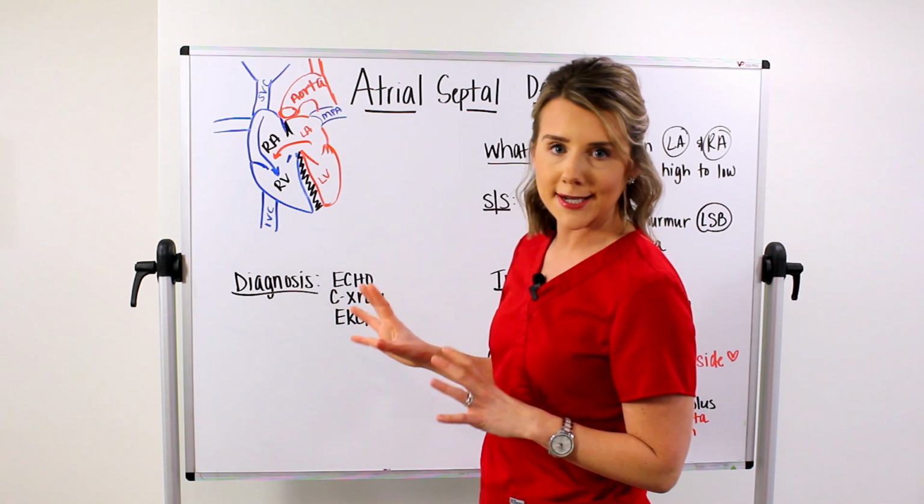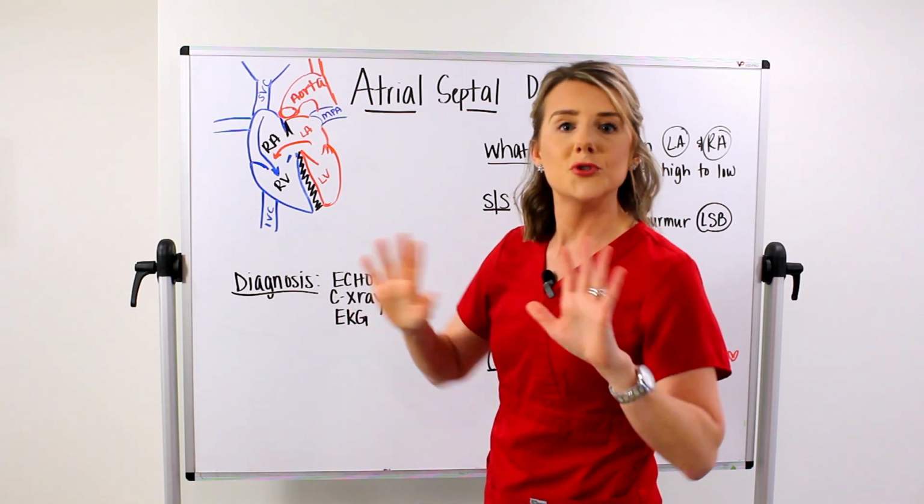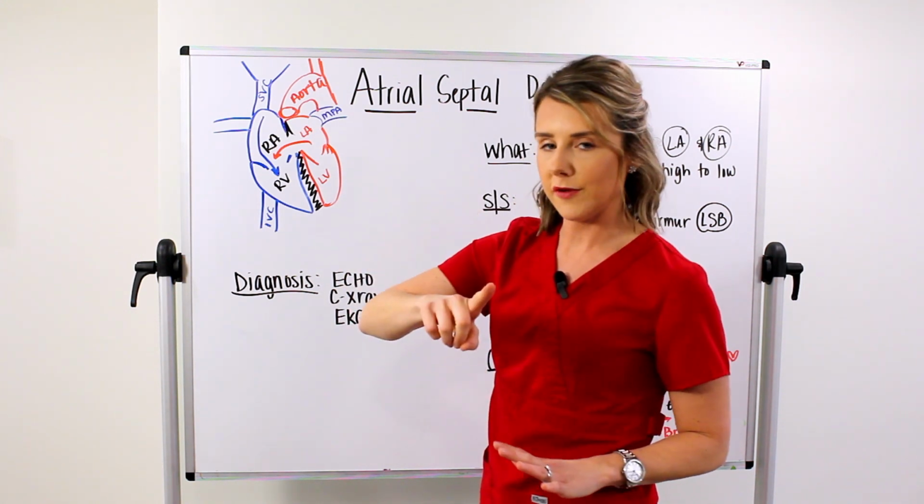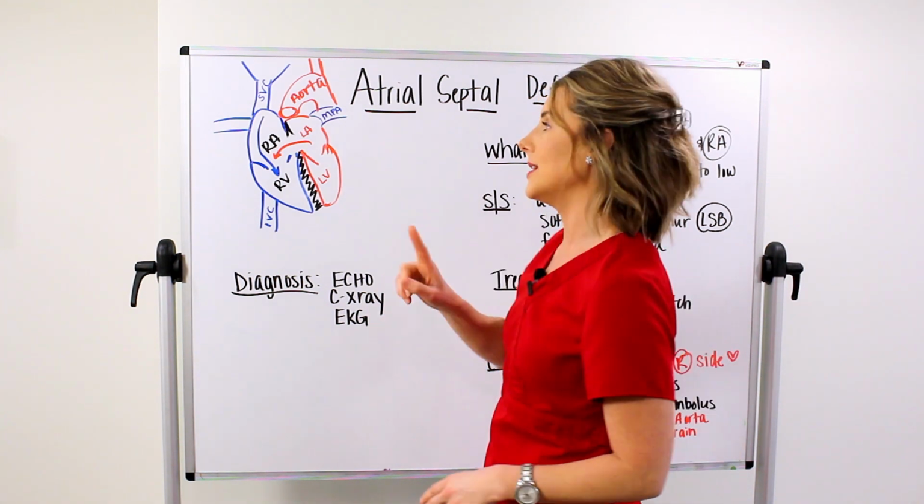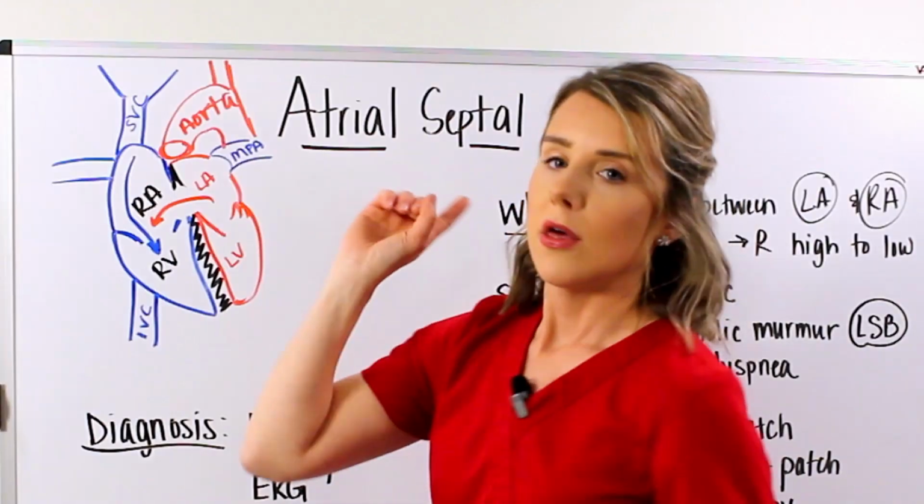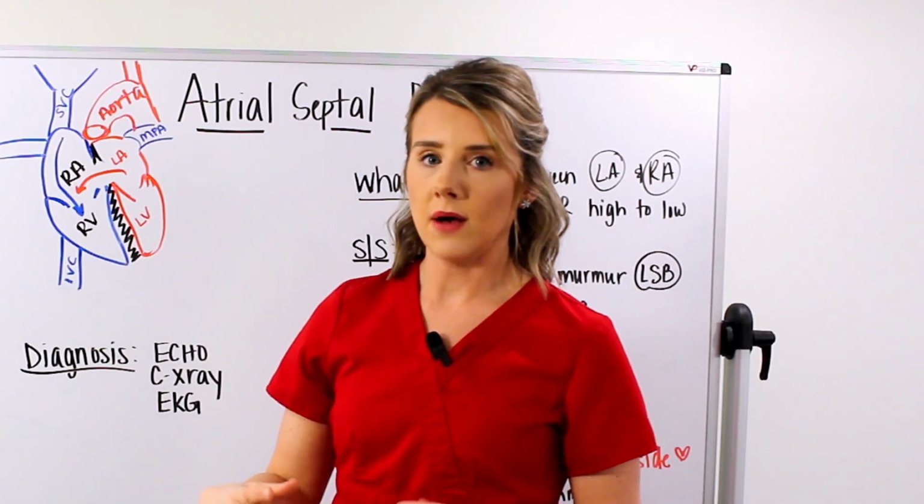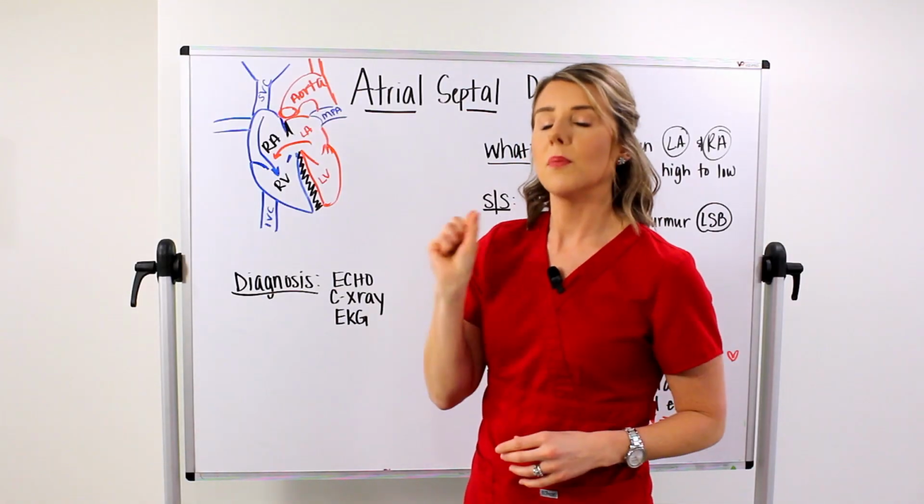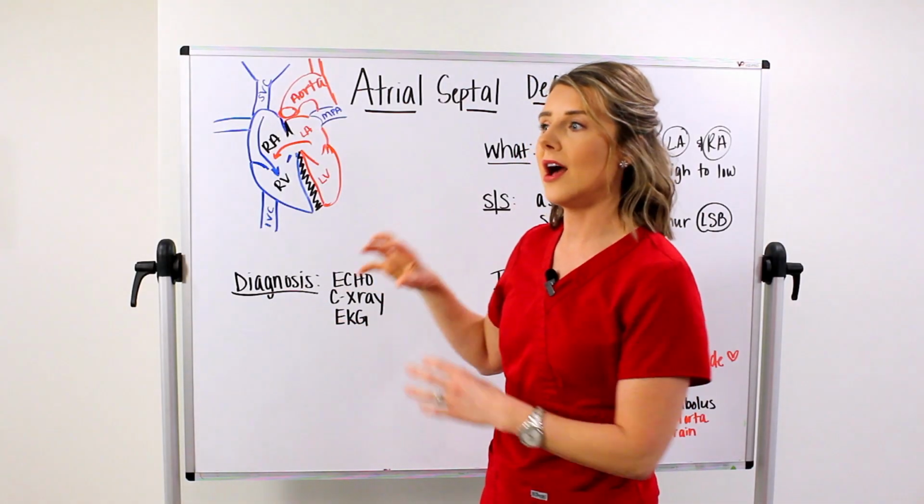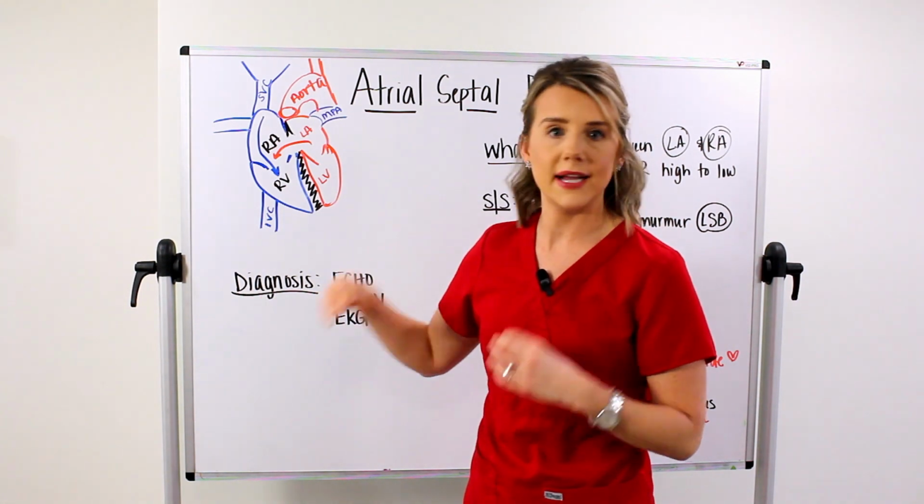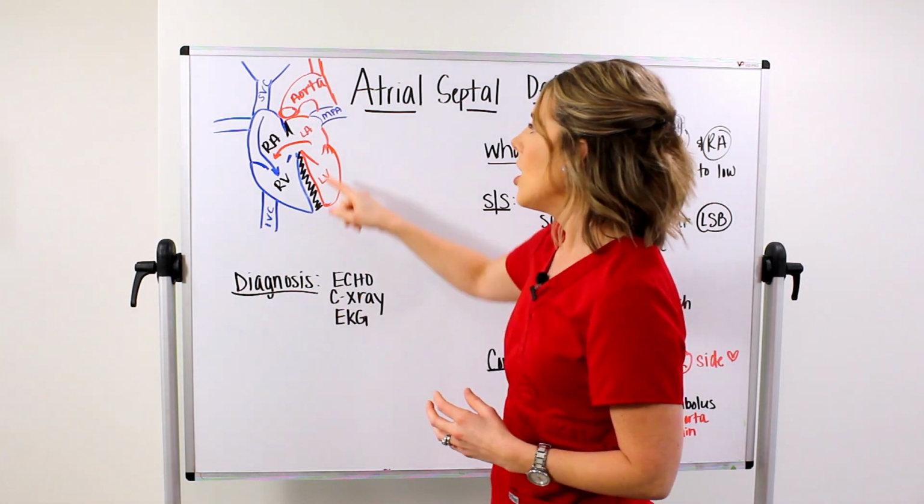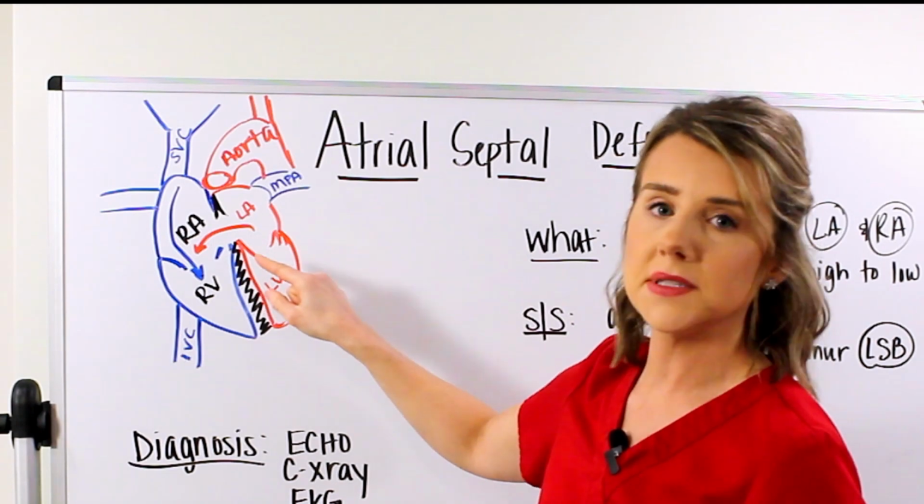I tried to make it as anatomically correct as possible. Don't judge me on the artwork. What we really want to focus on is the defect and what exactly is happening. So think of a garden hose or pipes in your house. Blood, just like any liquid, will always flow from an area of high pressure to low pressure. It's just natural. That's what's going to happen. Pressure is always greater on the left side of your heart.